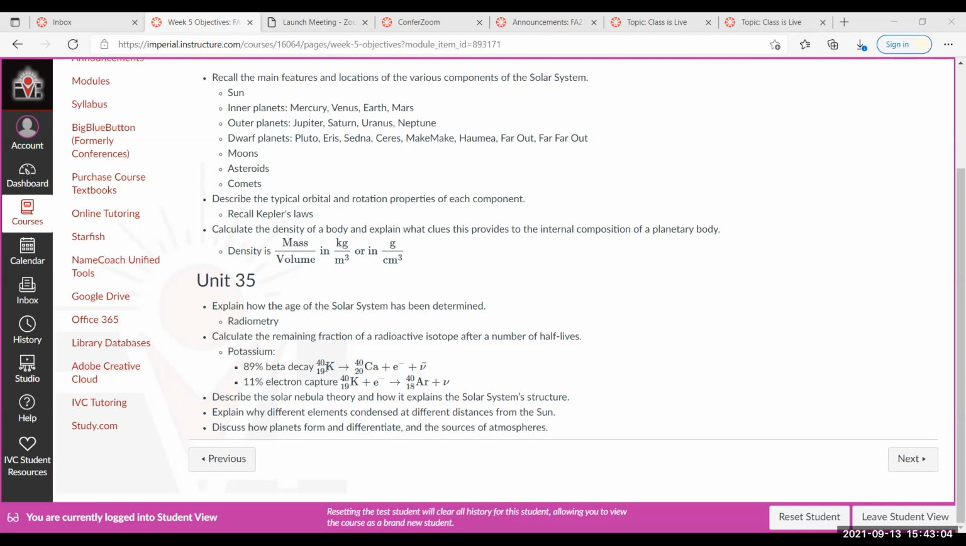Now, one of two things could happen. 89% of the times, which is the vast majority of the times, it releases an electron, okay? One of these neutrons, the 21 neutrons in it, changes into a proton and changes the number from 19 to 20, and gets rid of an electron. This is the so-called beta minus decay. This is the natural decay.